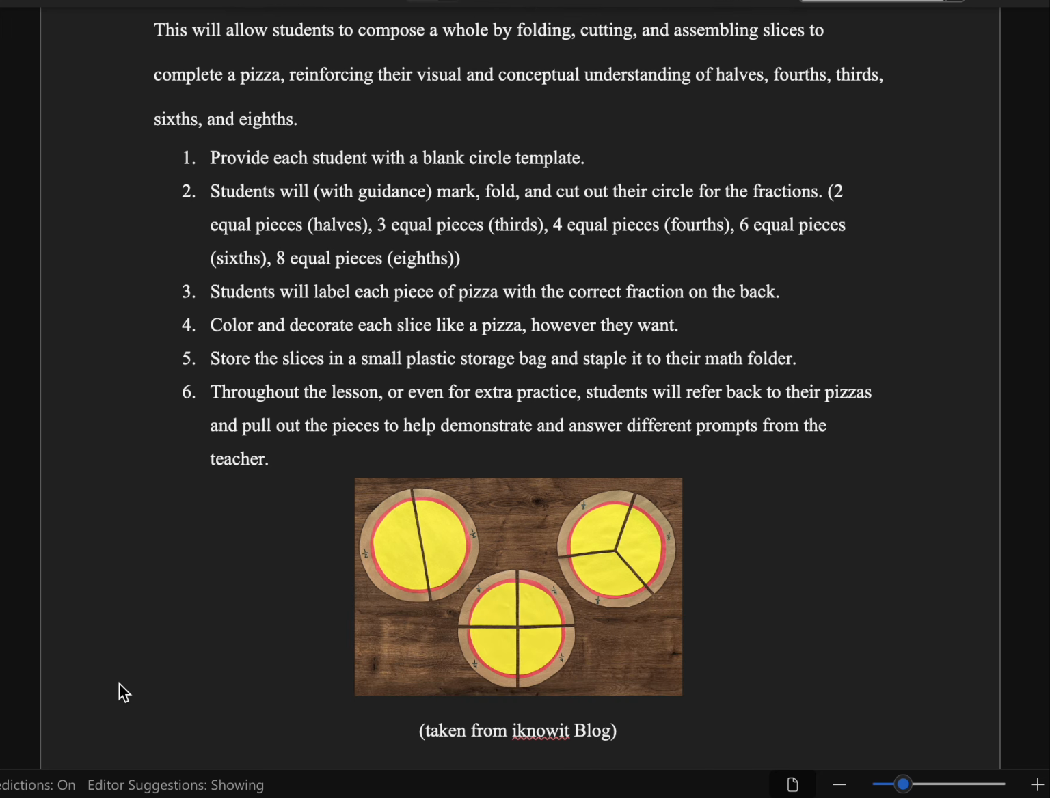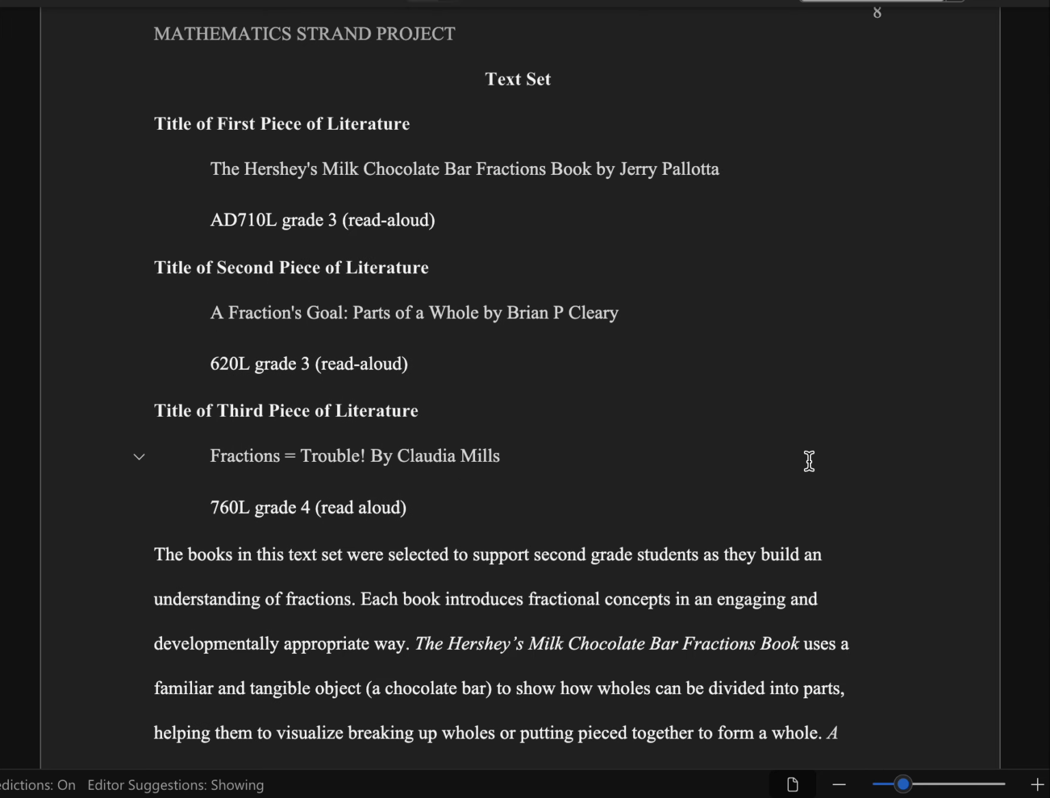So basically, this picture down here is an example taken from an online blog by a teacher. Students will get a circle, and then they'll have to mark the partitions in the fractions and then fold them, and then they can cut them out if they want so that they can manipulate them to form the different wholes. And then they will be able to keep it stored in a plastic bag with their math folder, and then they'll be able to come back to it later on.